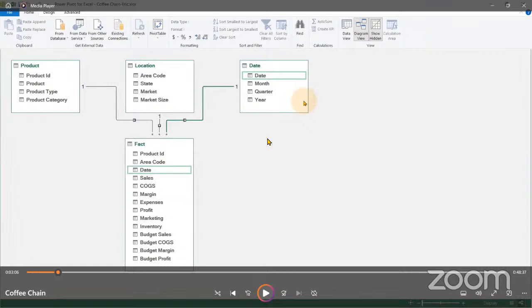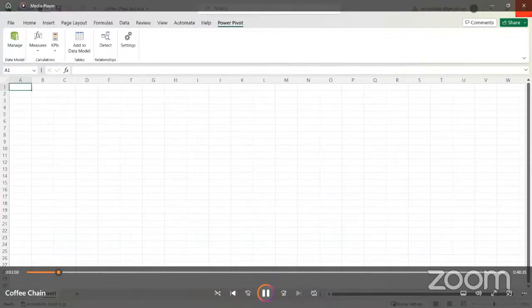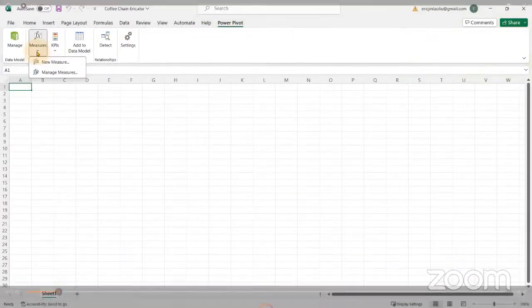So let's watch a few more minutes to see what we can do with this data model. You can use this data model to answer almost any questions related to the KPI or any part of this data model. Create measures.